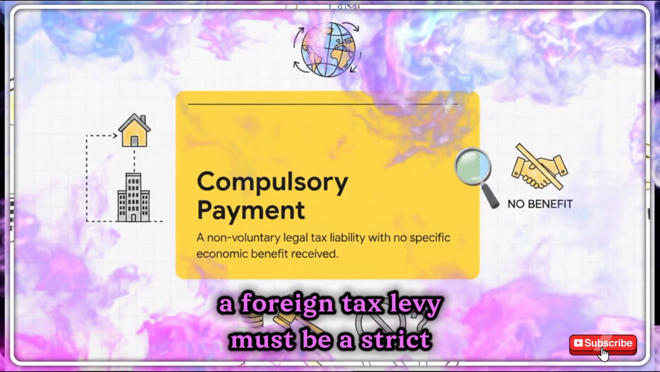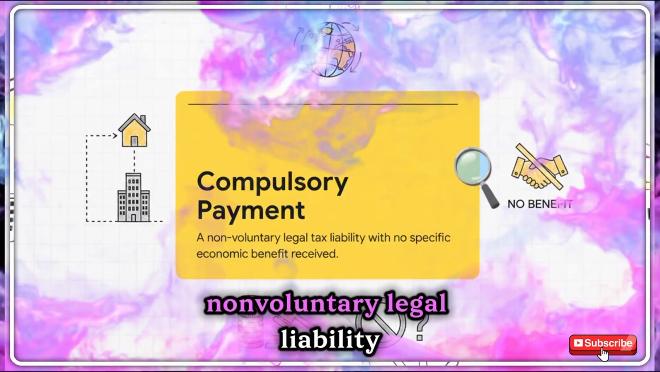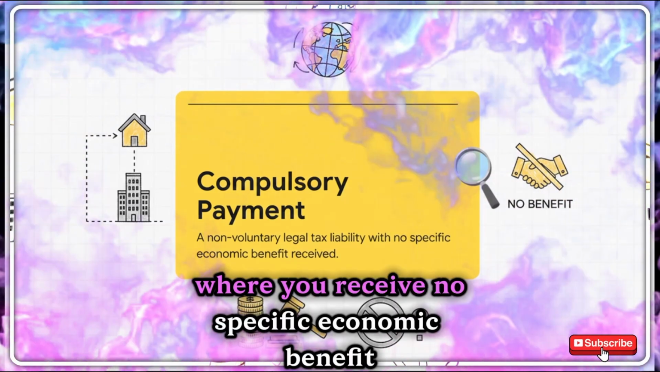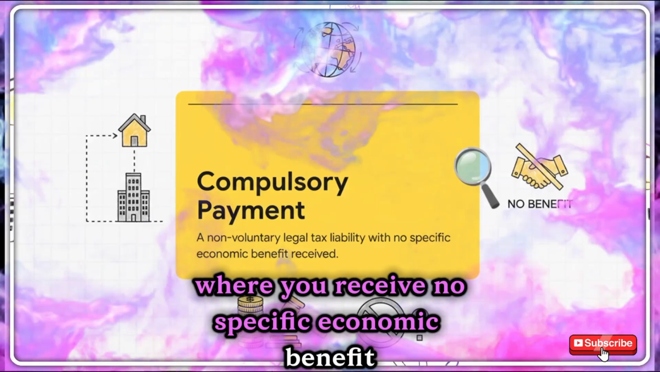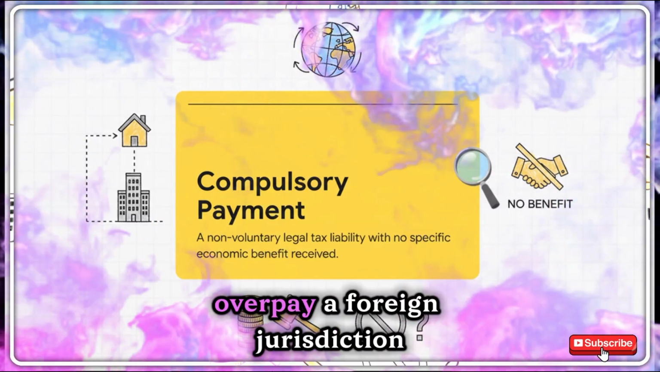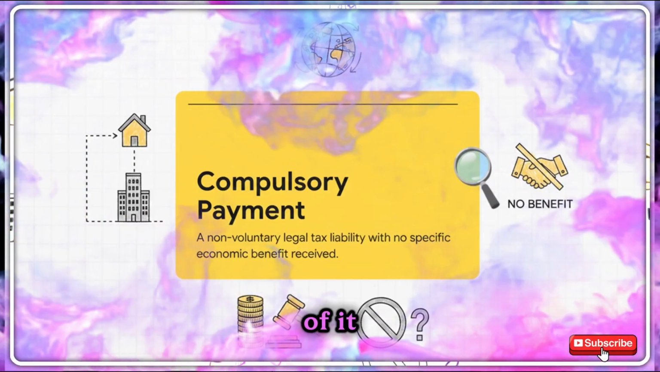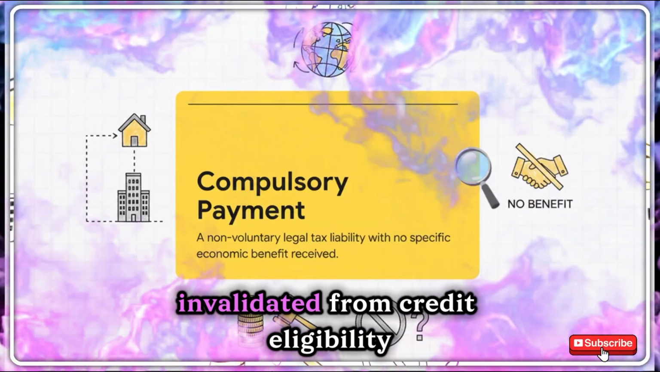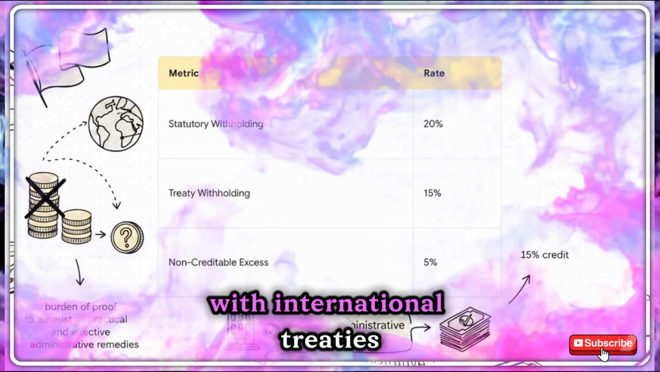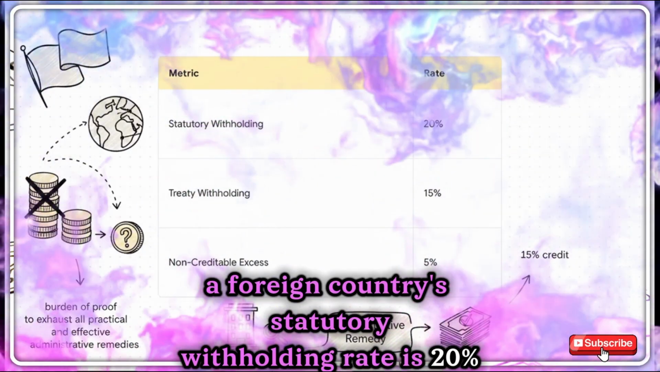Let's look at how this plays out with international treaties. Say a foreign country's statutory withholding rate is 20%, but a tax treaty actually limits your legal liability to 15%. Well, that 5% difference, that's an overpayment. It's not compulsory. So that 5% excess is entirely non-creditable. The tax authority isn't going to subsidize a foreign country's administrative errors. The burden is entirely on you to fight the local bureaucracy for that refund before you can even think about claiming the rest as a credit.